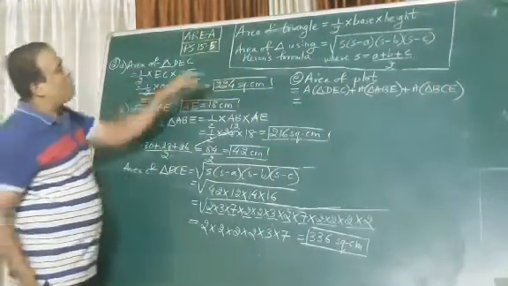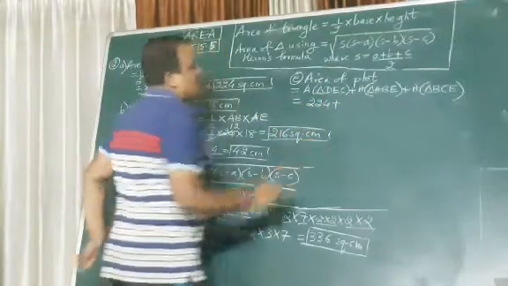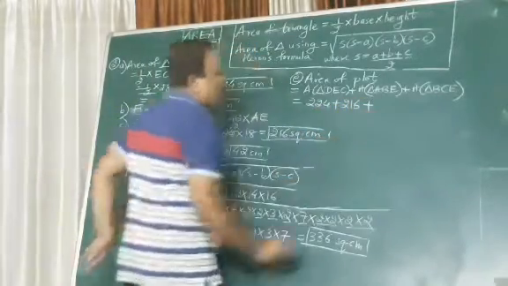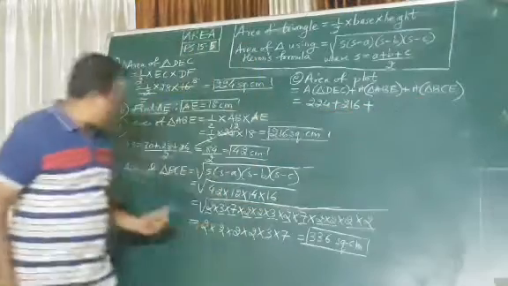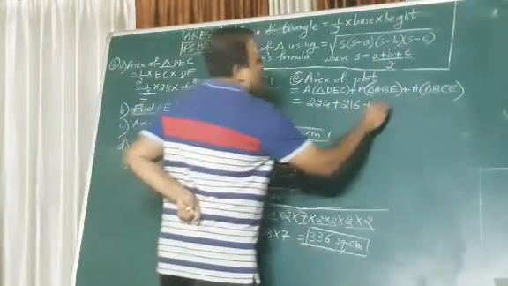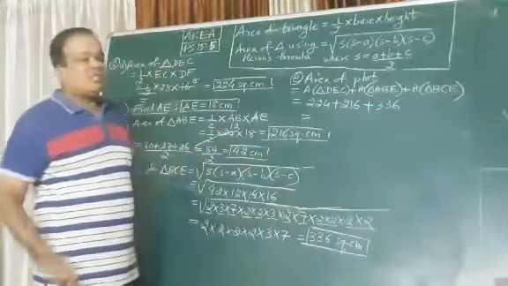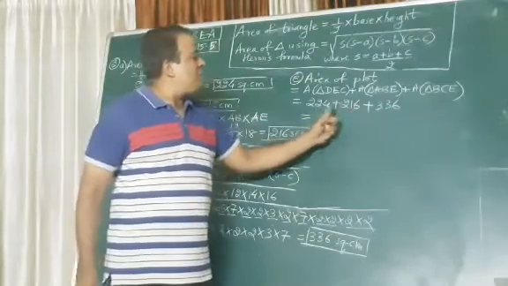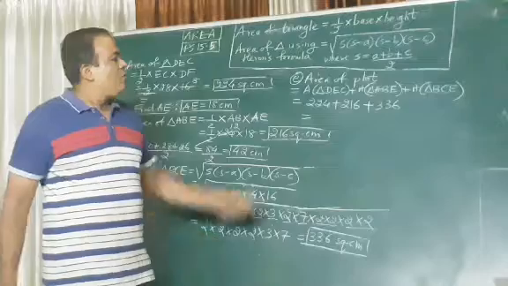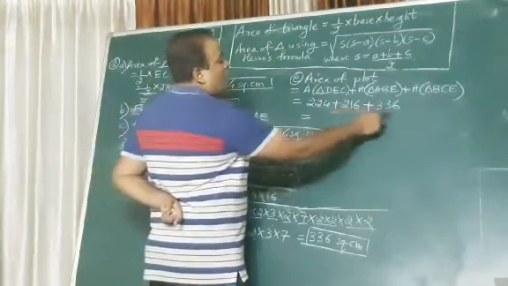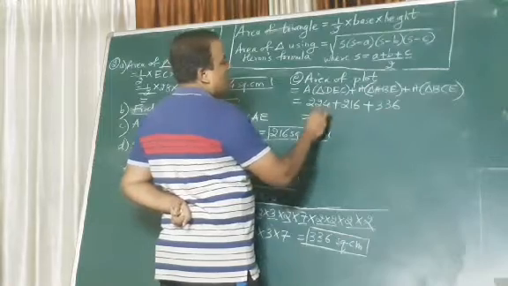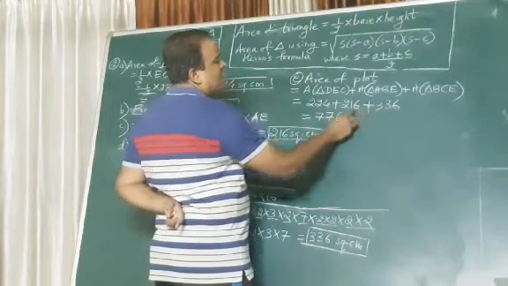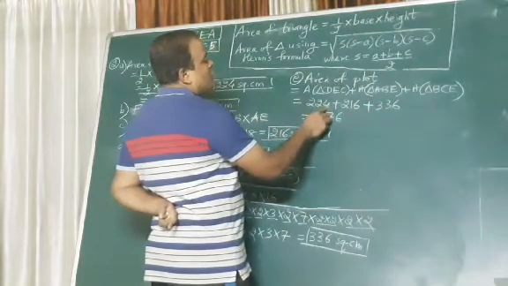BEC, how much is it? 224, plus ABE, how much? 216, plus area of triangle BCE, how much did we get? 336. Okay. So what we can do is be a little smart: take all the hundreds first. 300 plus 200 plus 200 is 700. And 24 plus 16 plus 36: 24 plus 16 is 40, 40 plus 36 is 76. So 776.